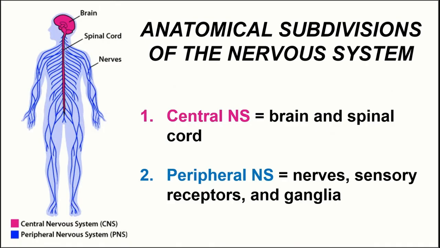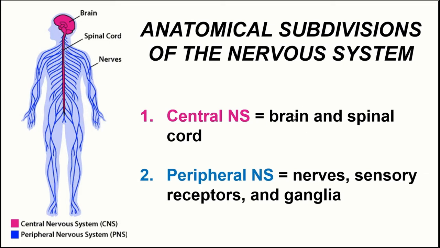So the nervous system has 2 anatomical subdivisions and 3 functional subdivisions. And so let's take a look at the anatomical subdivisions of the nervous system. So these are just the structures that belong to the nervous system. The central nervous system consists of the brain and the spinal cord and all of the structures that are located within the brain and the spinal cord.